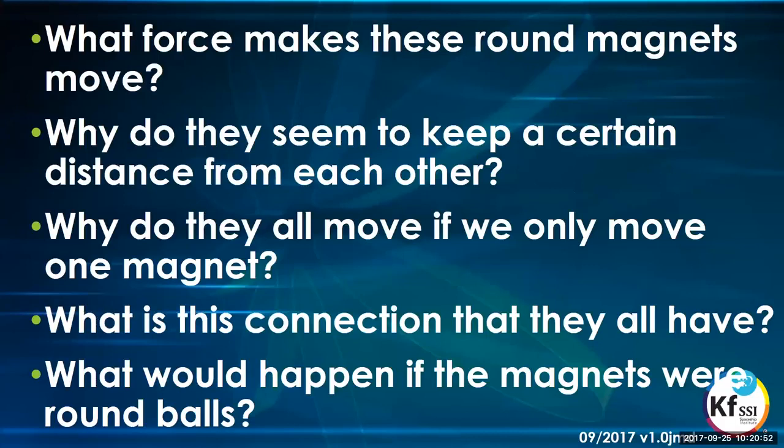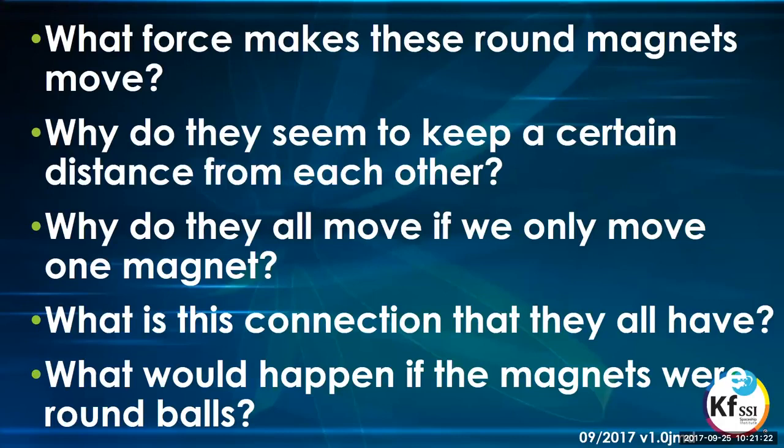So we have to ask a few questions about these round magnets. What force is making these round magnets move? If we move one of them, what's making the other one move? And why do they seem to keep a certain distance from each other? Why do they all move if we only move one magnet? If we have 3 or 4 magnets in there and you move one of them, the other 3 or 4 will move as well. So why do they do that? What is the connection that they all have?